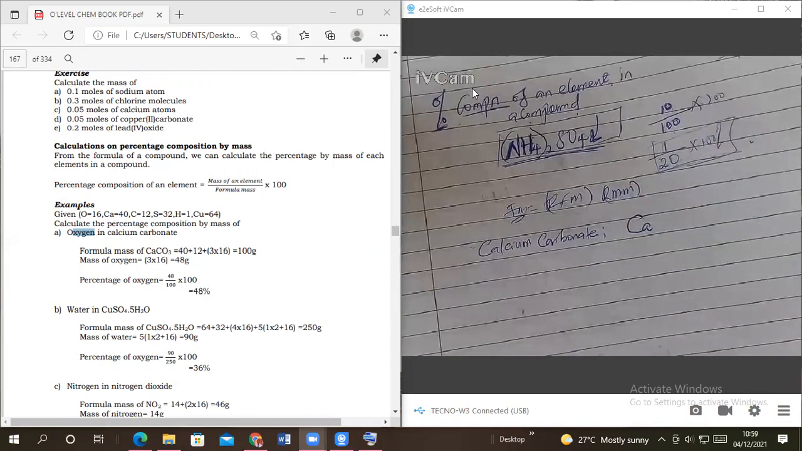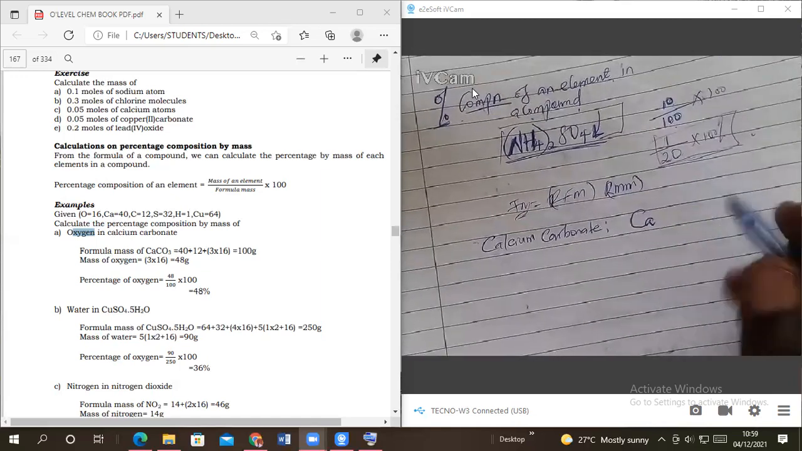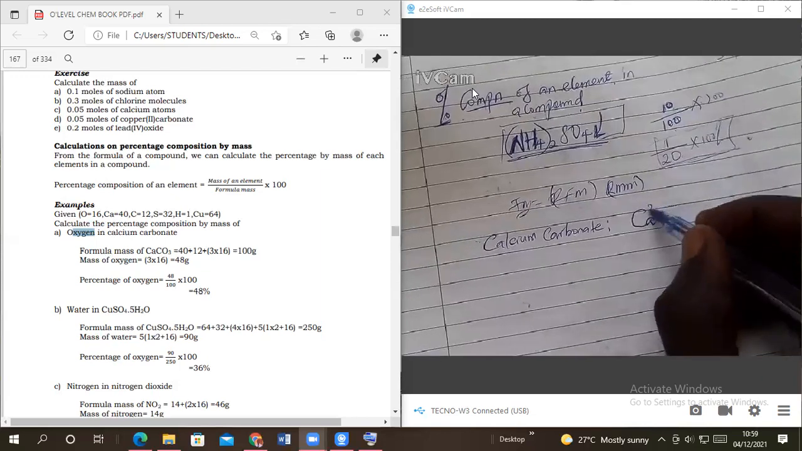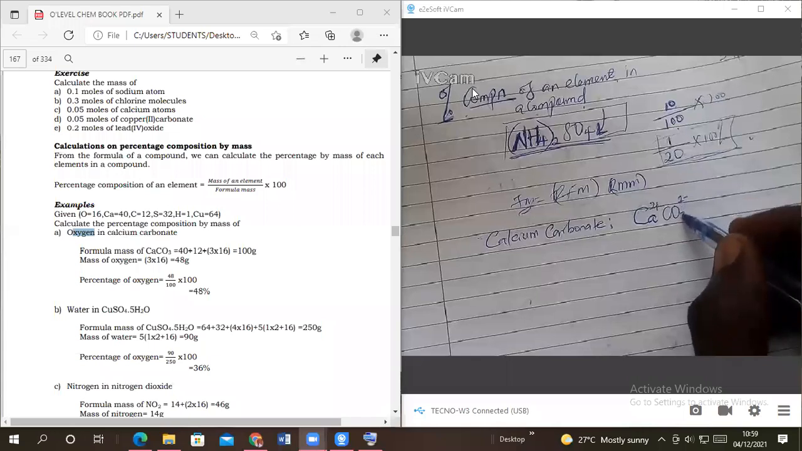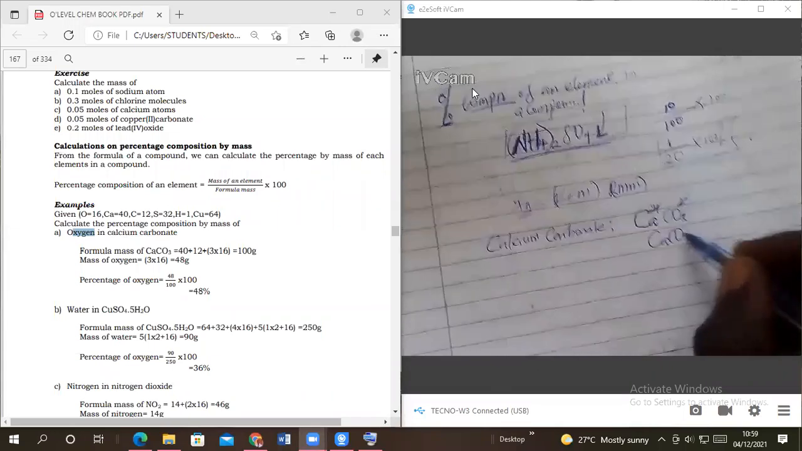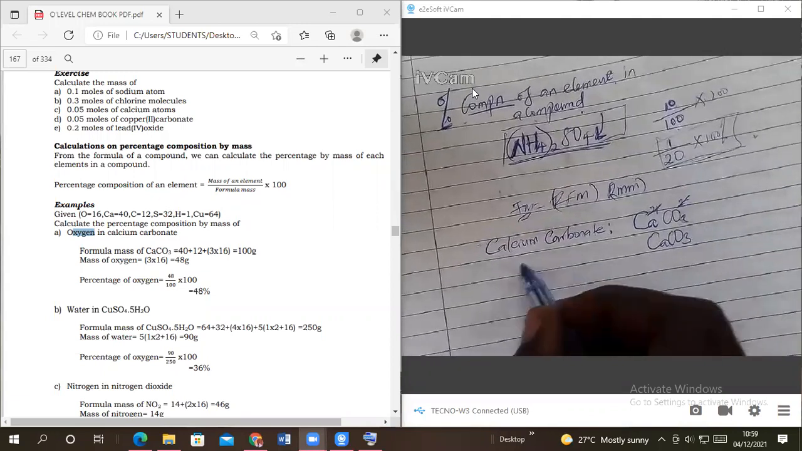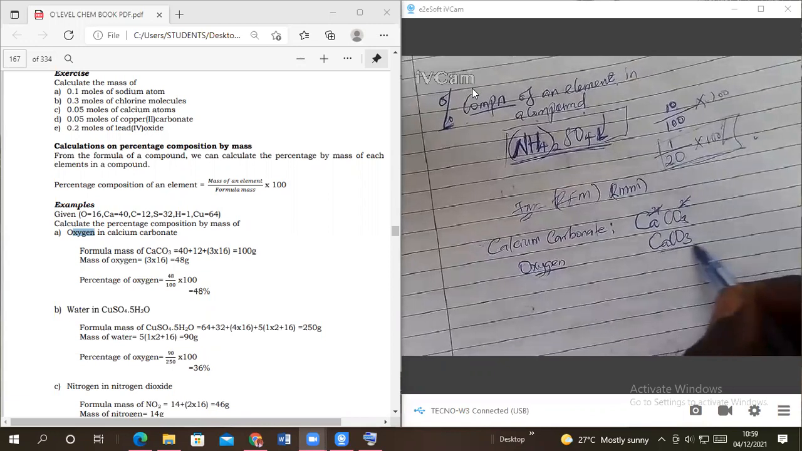From the start, we need to write compounds. This is where you need to know your chemistry of compounds, if not, you will always find problems. Calcium is 2 plus, carbonate is CO3, it has 2 minus. When they react, this and this cancel and we remain with calcium carbonate. So they want the percentage of oxygen in calcium carbonate.